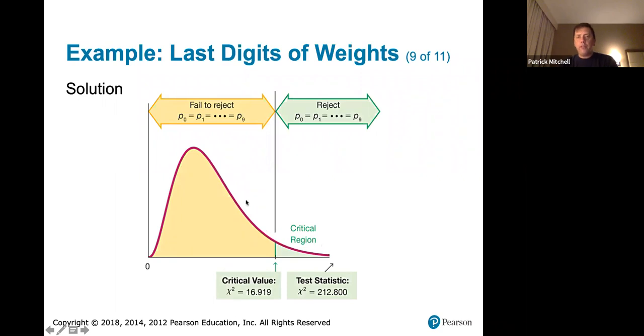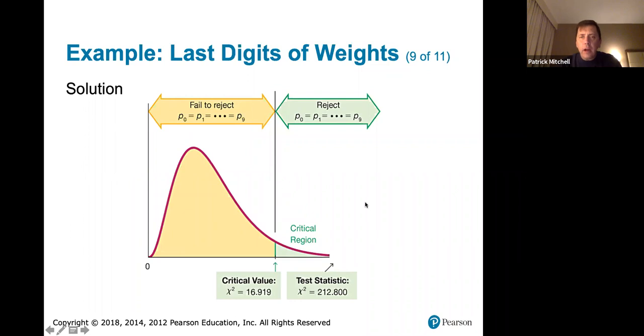Okay, so here is, remember the chi-square distribution is not symmetrical, kind of looks like this, it is skewed to the right. So here is your critical value of 16.919. This green area over here would be exactly 0.05. And then way, way, way, way off over here somewhere would be the test statistic of 212.8. So the area cut off by that 212.8 is less than 0.0001.